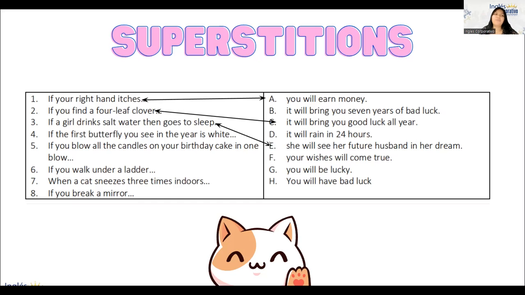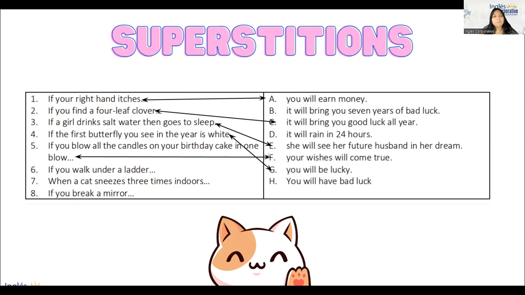So number four. If the first butterfly you see in the year is white, what will happen? You will be lucky. Lucky. Excellent. Now, number five. If you blow, soplar, if you blow all the candles on your birthday cake in one blow, what will happen? Your wishes will come true. Correct. And that's a superstition, right?